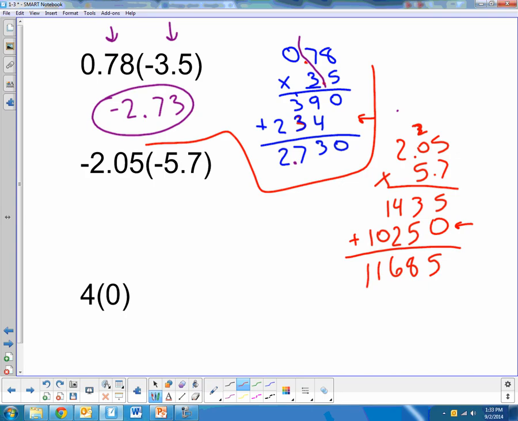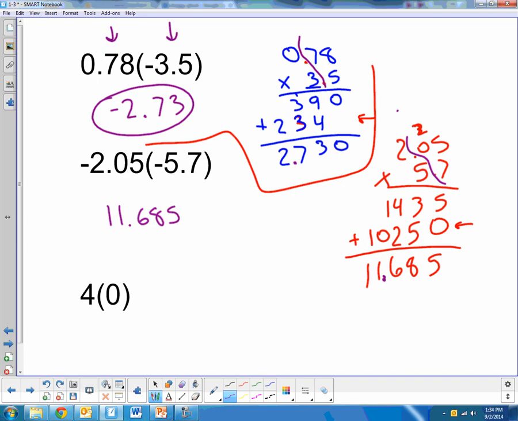And I should get then my answer. Again, there's no way it's 11,685, so I have to count. How many numbers are on the right side of the decimal? 3. So my answer has 3. Now, I know that 2 times 5 is 10. So 2.05 times 5.7 is 11.685, sure, that seems reasonable. We should be able to say that yes, that's a reasonable answer, or no, there's no way that's possible. 11.685 seems like a reasonable answer.